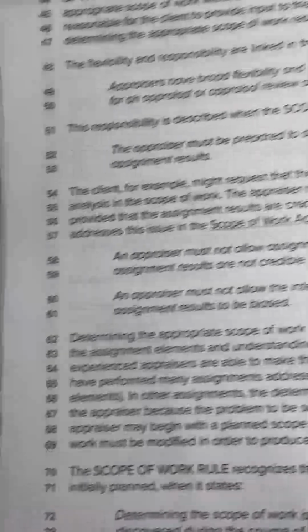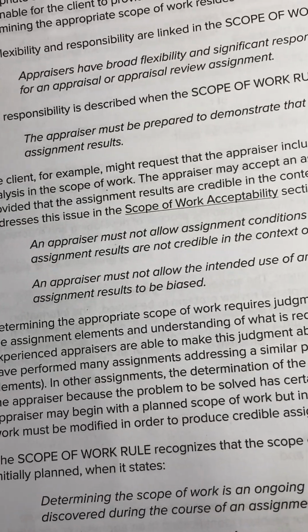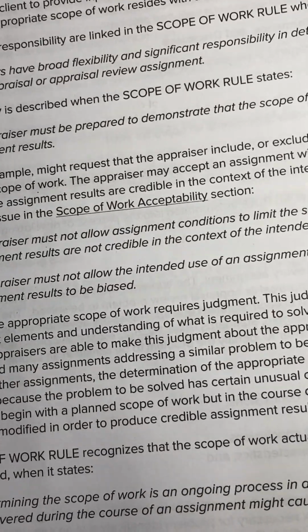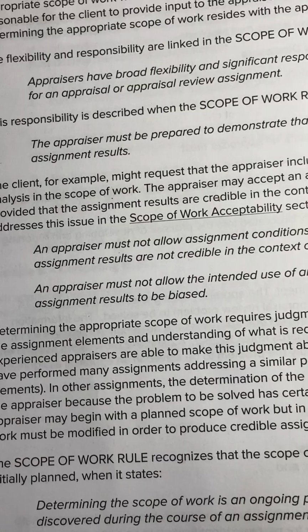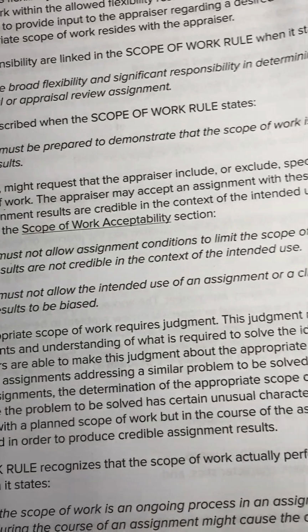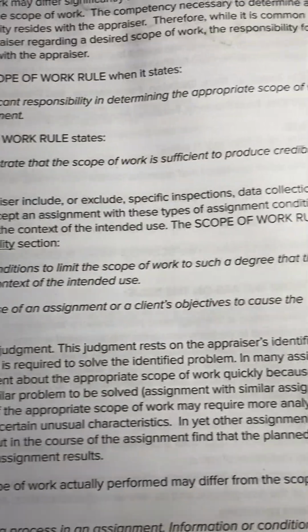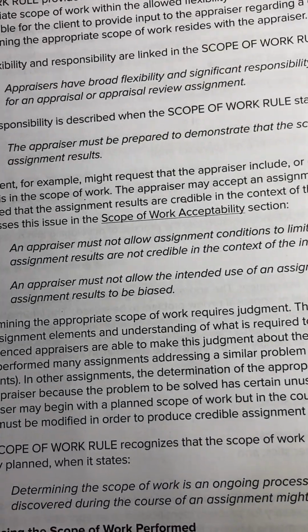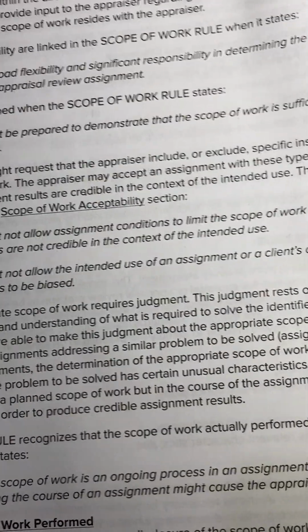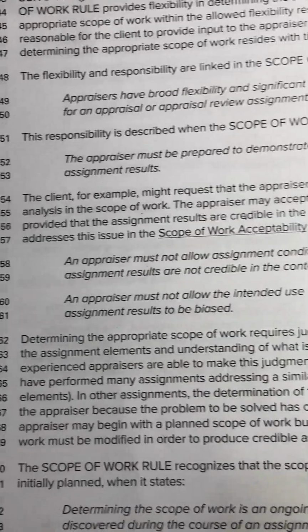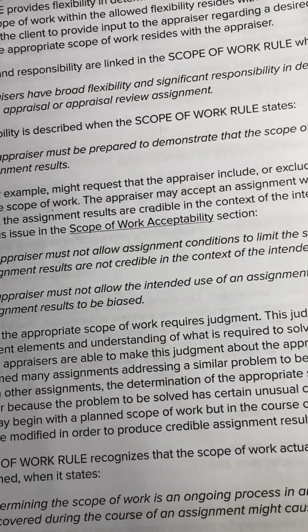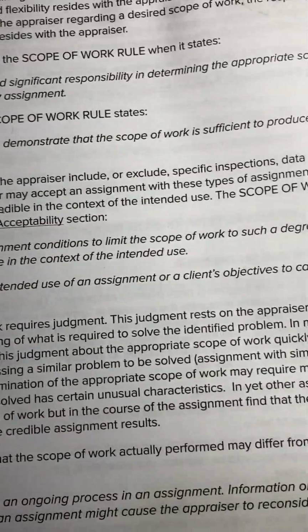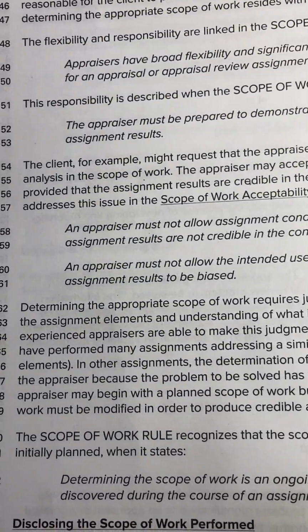The scope of work rule addresses this issue in the scope of work acceptability section. An appraiser must not allow assignment conditions to limit the scope of work to such a degree that the assignment results are not credible in the context of the intended use. An appraiser must not allow the intended use of an assignment or a client's objectives to cause the assignment results to be biased.